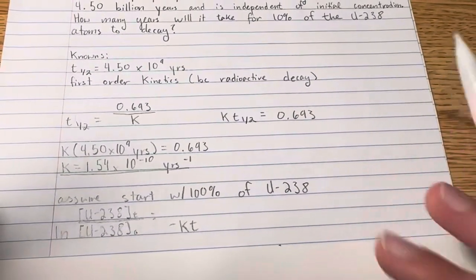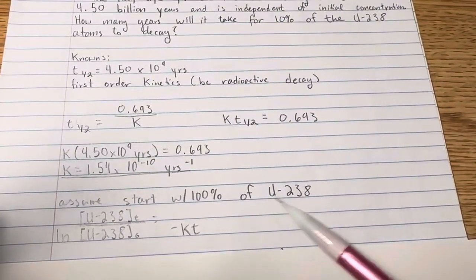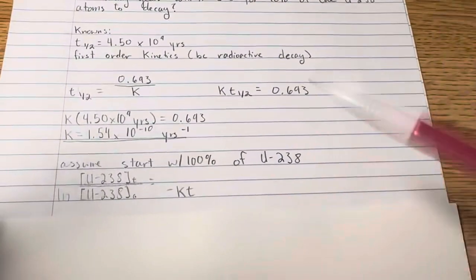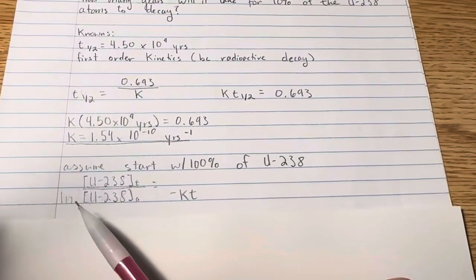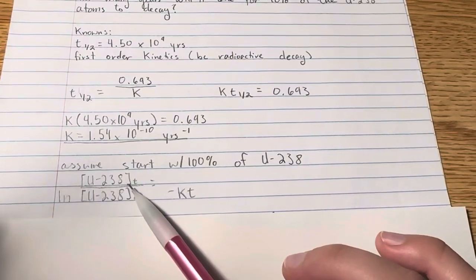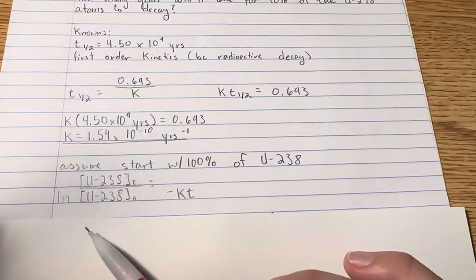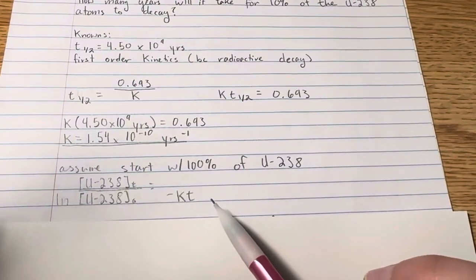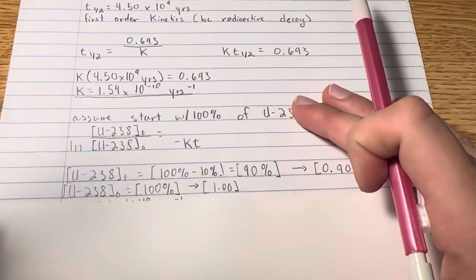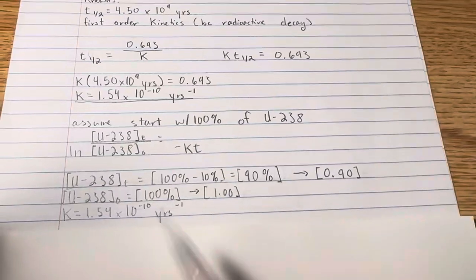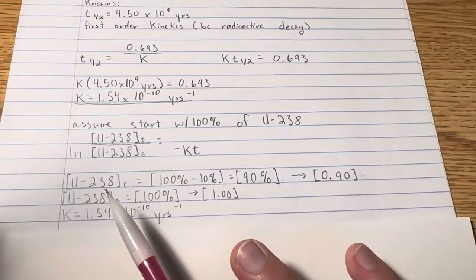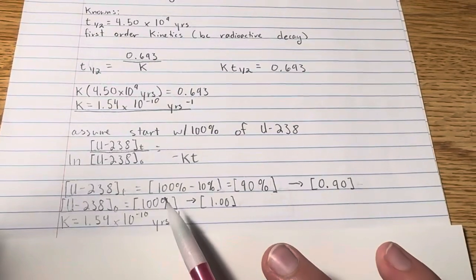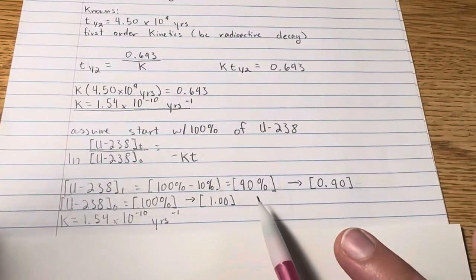And we can assume that we start with 100% of U-238. And our equation will look like the natural log of U-238 at time t over U-238 initial equals negative kt. So let's write out the variables again and what we know about them. So U-238 at time t, we're saying 10% is decayed. So 100% minus 10%, 90%.